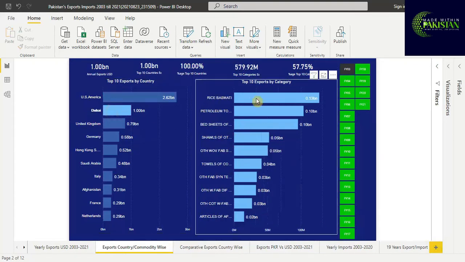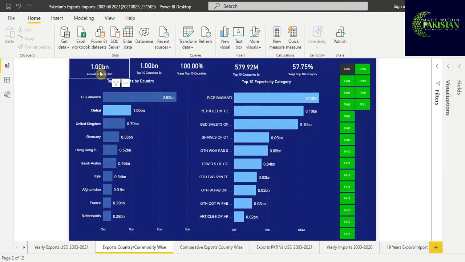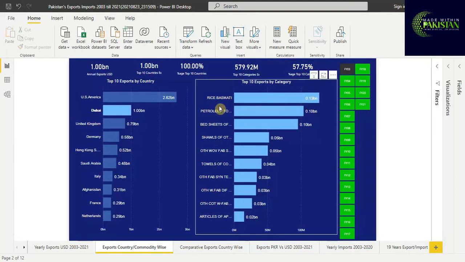To Dubai, the total exports were 1 billion. 579.92 million were contributed by the top 10 commodities. The percentage is 57.75%, and the top product was rice at 0.13 billion, petroleum 0.10 billion, and the others again the textile group: bed sheets, shawls, towels.